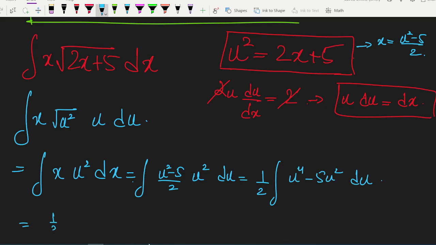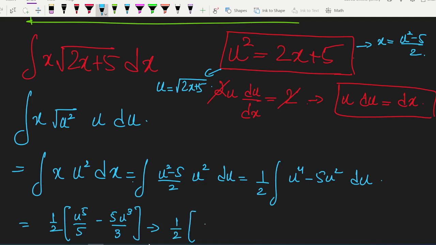If we integrate this, 1 over 2 u to the 5 over 5 minus 5u cube over 3, right? Now substitute back the values. So if u square is 2x plus 5, u would be under root 2x plus 5, right? So now if we start substituting back the values, it becomes 1 over 2 under root 2x plus 5 raised to the power of 5 minus 5 over 3 under root 2x plus 5 raised to the power of 3.